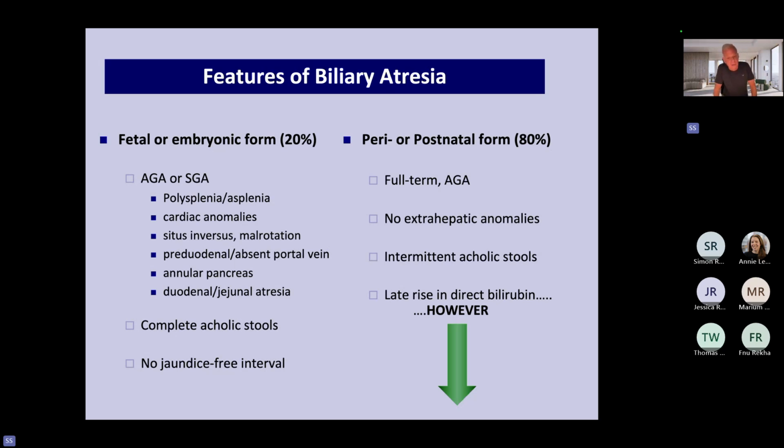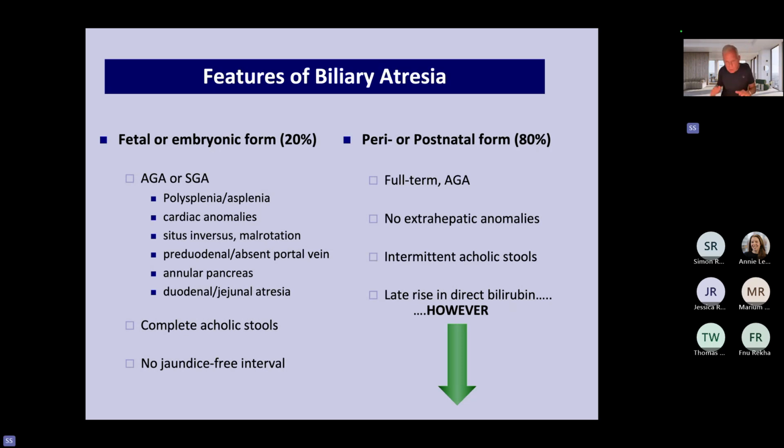For the fellows, this is important to note because one or all of these abnormalities may appear on the boards, and you'll be asked to come up with the hepatic diagnosis. So remember this. These patients tend to have complete acolic stools from birth, and they have no jaundice-free interval. So it's not like they have early unconjugated hyperbilirubinemia, then that goes away, and then jaundice reappears. No, they're jaundiced from day one.